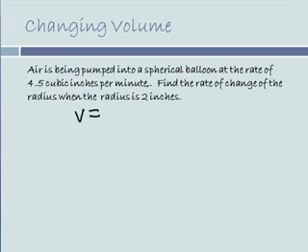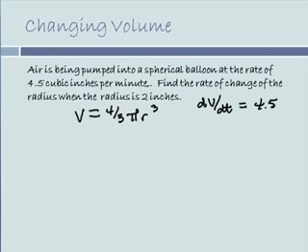So volume is 4/3 pi r cubed. When I look at this, it says air is being pumped into the balloon at this rate. So the 4.5 cubic inches per minute stands for the derivative of the volume, or the change in the volume with respect to time: 4.5 cubic inches per minute. It says find the rate of change of the radius, so we're looking for dr/dt, that we do not know, when the radius is 2 inches. Okay, so that's what we're looking for.